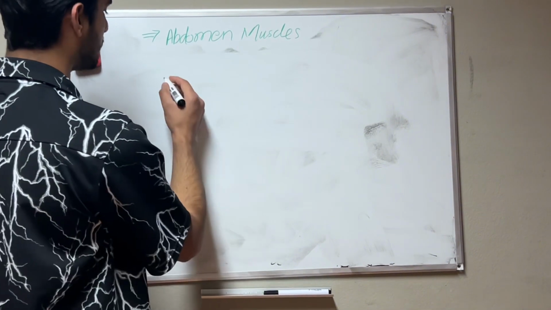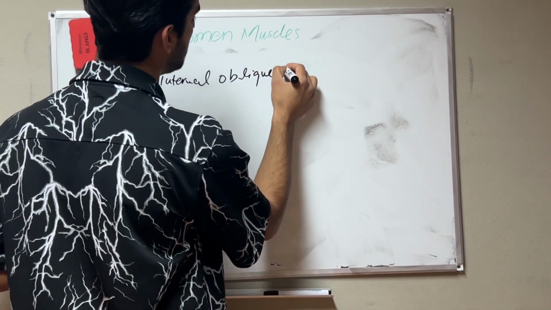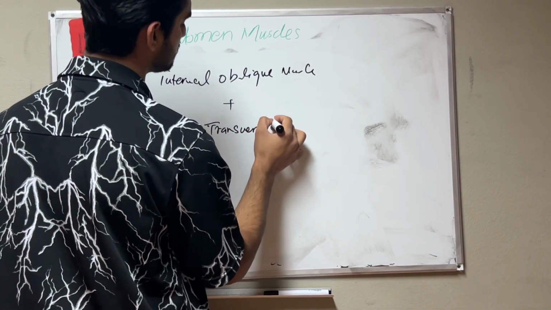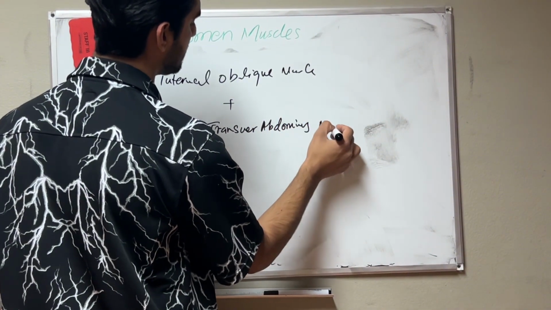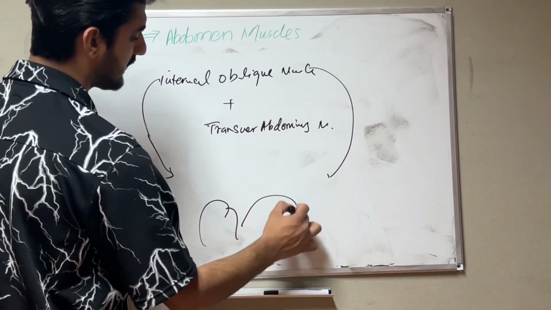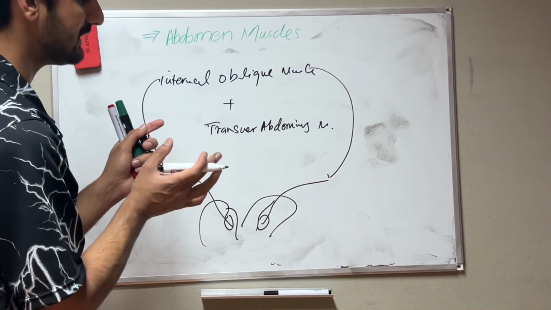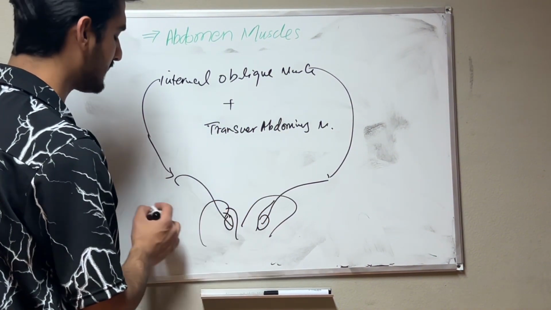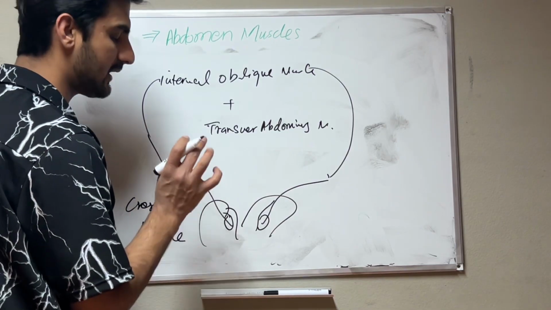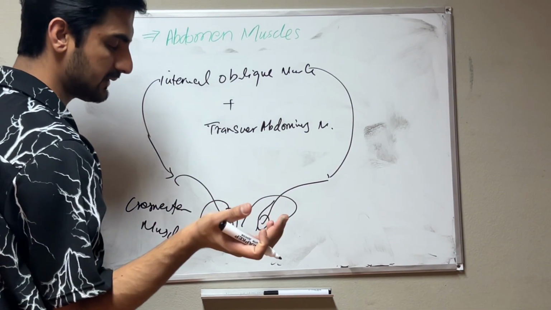The special thing about the internal oblique muscle plus the transverse abdominis muscle is that they continue only in males. They come from the iliac crest and inguinal ligament, and these two muscles form another muscle called the cremaster muscle, which is a content of the spermatic cord. The spermatic cord is located in males only.